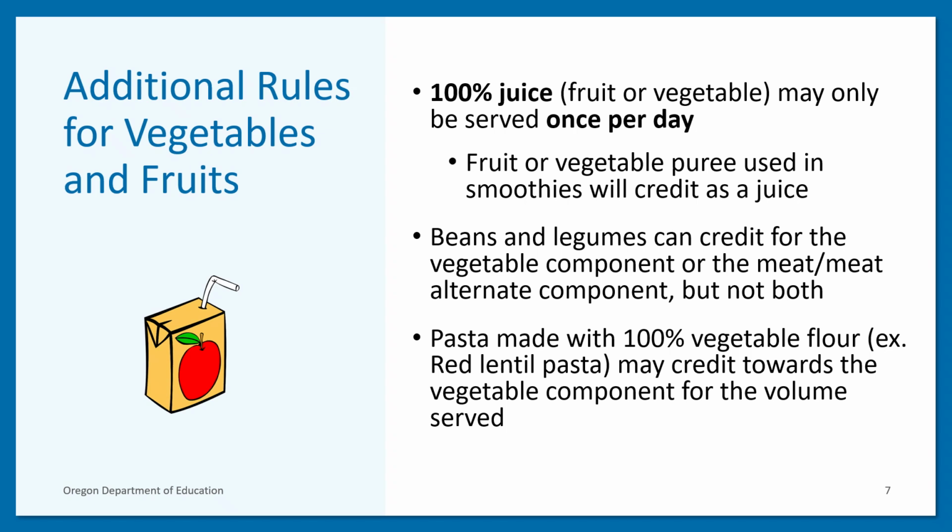Beans and legumes can credit for the vegetable component or the meat alternate component, but not for both components at the same meal or snack. There are some pastas made with 100% vegetable flour, such as red lentil pasta or chickpea flour pasta, and as long as they are made with 100% vegetable flour, they can credit towards the vegetable component for the volume that is served.